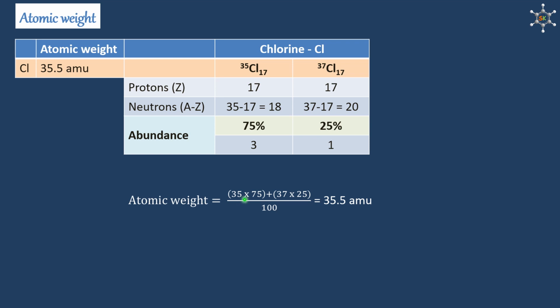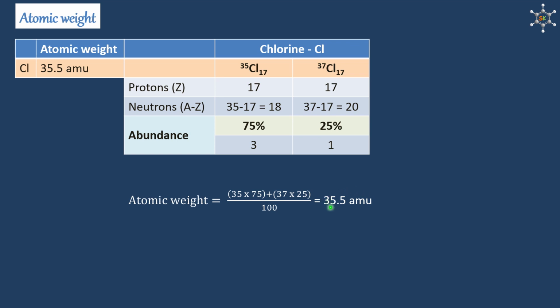Now, by using this relative abundance, we can calculate the relative atomic mass as follows. Chlorine 35 is present up to 75%, so 35 multiplied by 75 plus chlorine 37 is present up to 25%, so 37 multiplied by 25 divided by total percentage, that is 100. This will give us the relative atomic mass, that is 35.5 AMU.